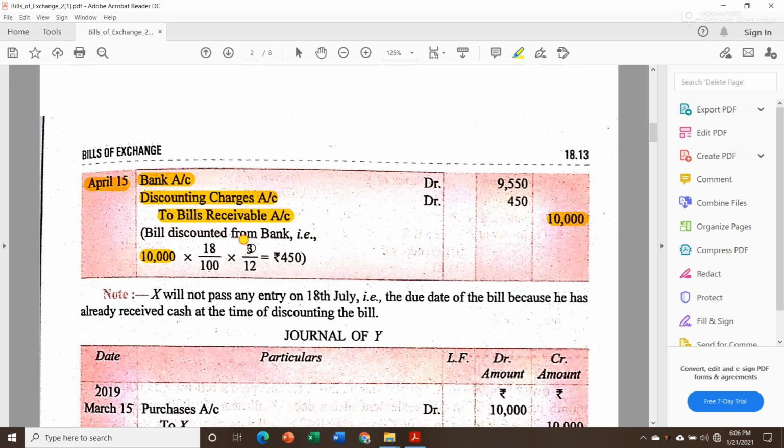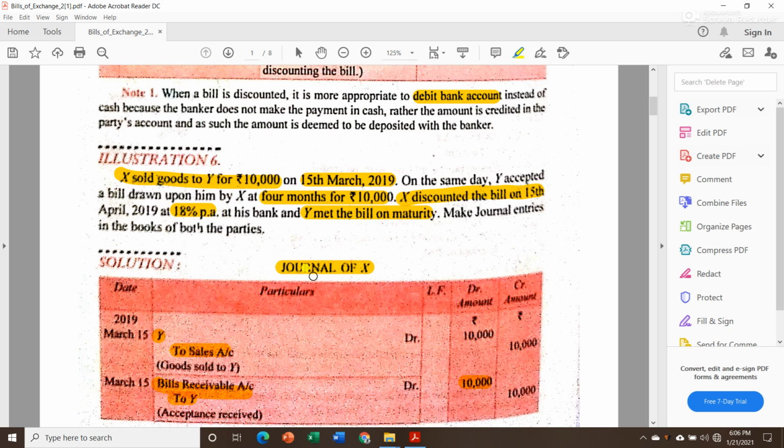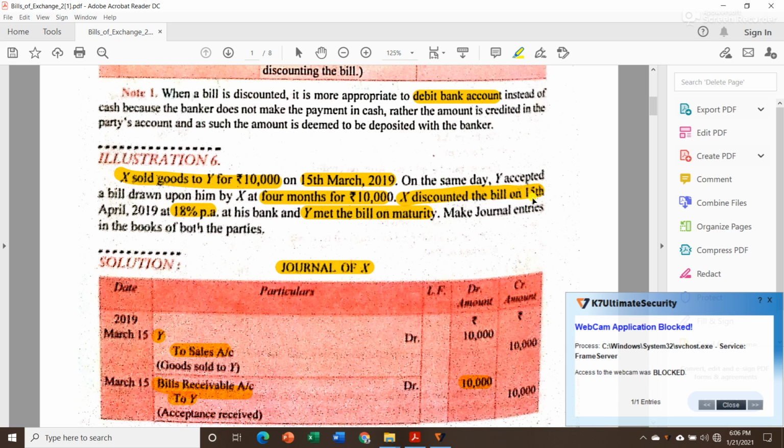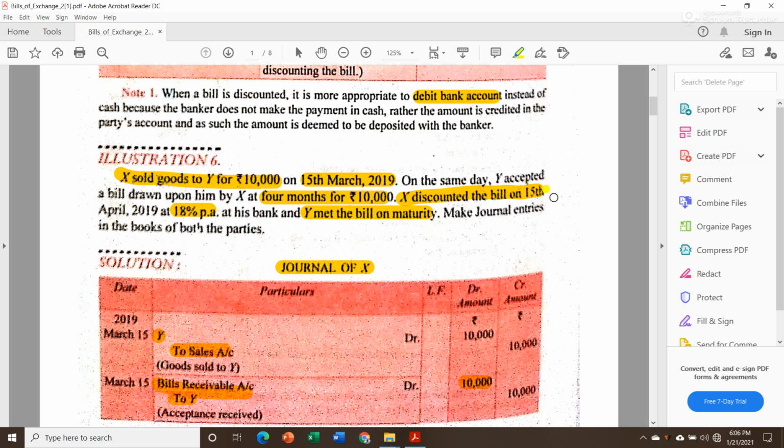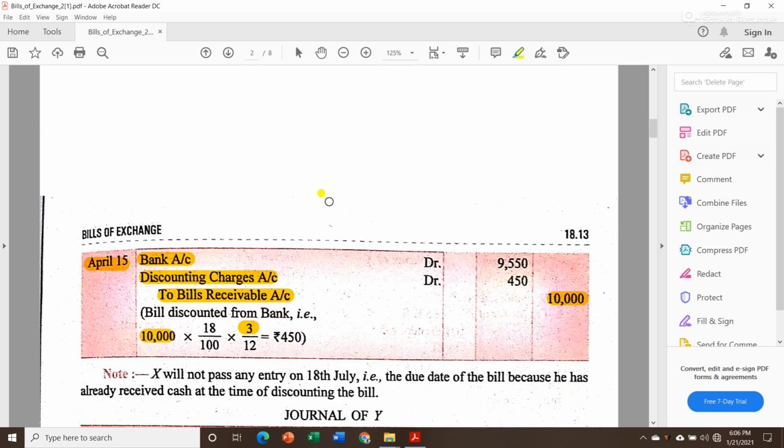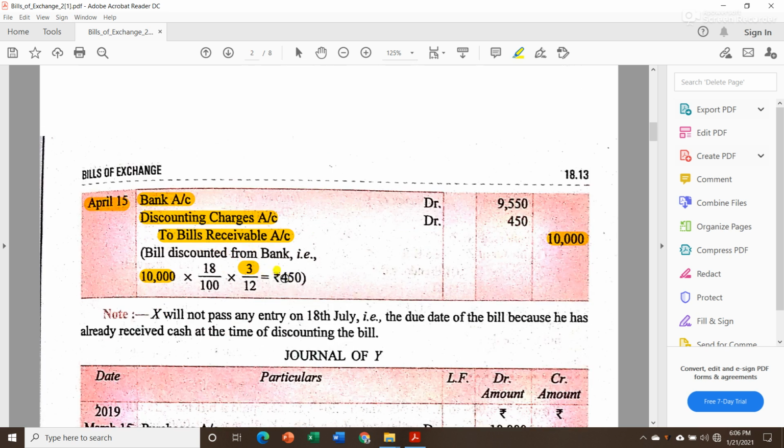This 3 you have to remember: we will see the duration of the bill, then we have to see on which date he discounted the bill. So it was just after 1 month from the date of drawing the bill. So when we deduct this 1 month from this 4 months, we get 3. So we will write 3 by 12. After calculating, we got rupees 450 as discounting charges.